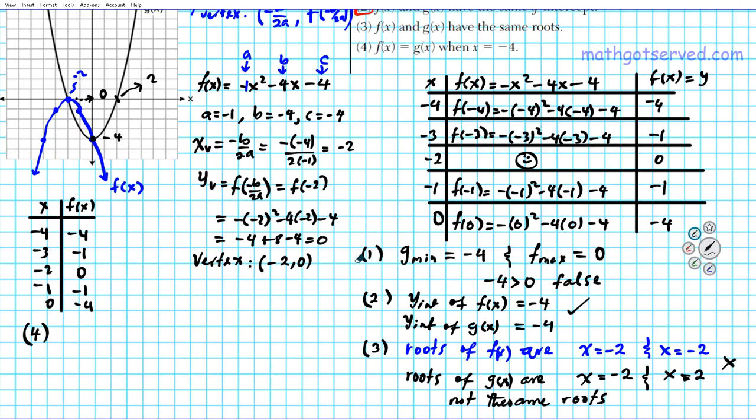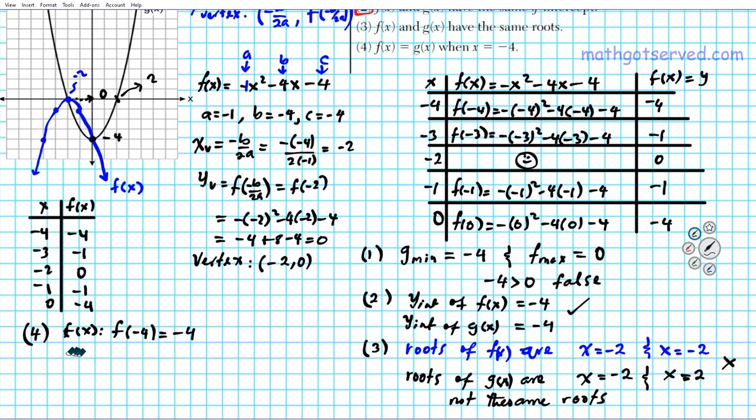All right, so for option number 4, it says f of x is equal to g of x when x is equal to negative 4. Is that true or false? So what we just have to do here is plug in negative 4 into the two functions and compare them. All right, so let's start with f of x. With f of x, we're going to try to figure out what f of negative 4 is. Plug in negative 4 into the blue function. If you plug in negative 4, you're going to get negative 4.